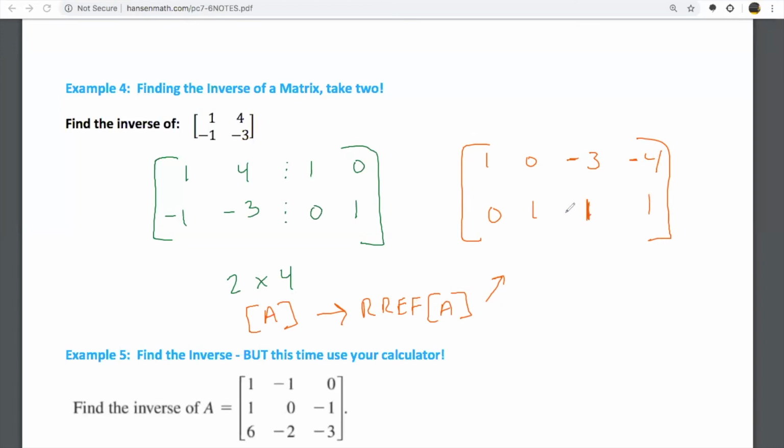Now, if you're paying close attention, this should look very similar, because this is the identity, this is the solution, this is the inverse matrix, which is the same thing we got in the previous example. This is just an alternate method if you wish, and again, you can do it by hand using Gaussian elimination, Gauss-Jordan, to do a reduced row echelon form, and you get this, and the right side is your inverse matrix, -3, -4, 1, 1.